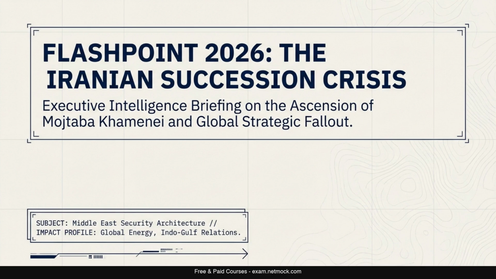Our third topic is a major geopolitical flashpoint. The Iranian Succession Crisis of 2026 examines the ascension of Mojtaba Khamenei and its global strategic fallout. This directly impacts Middle East security, global energy markets, and India's relationships with the Gulf region.